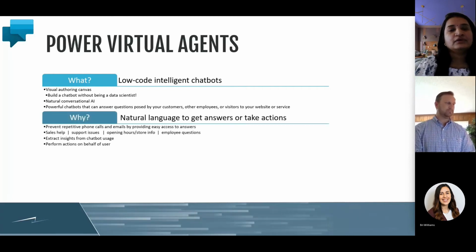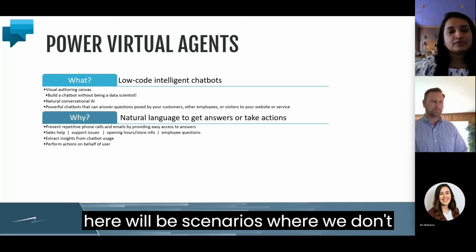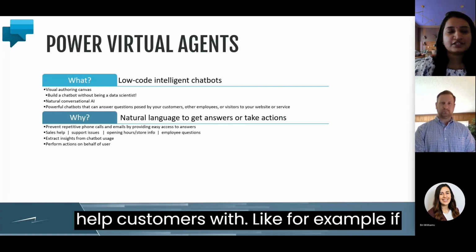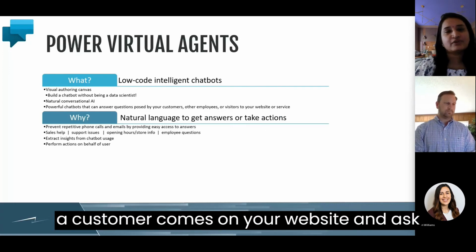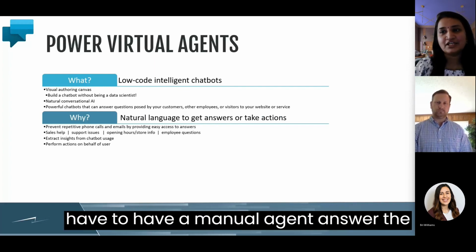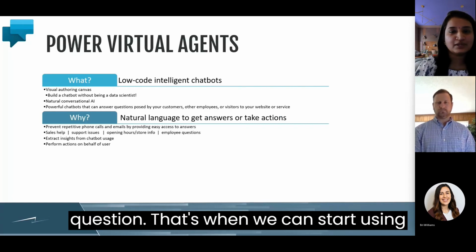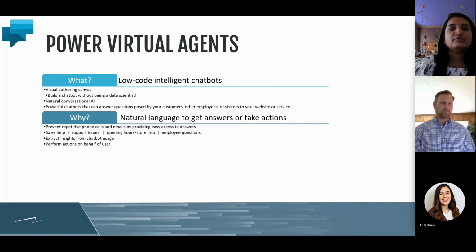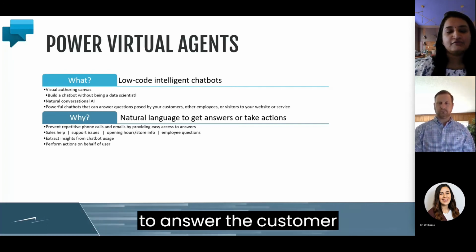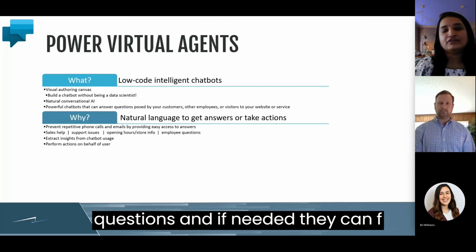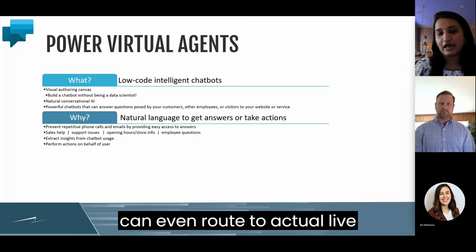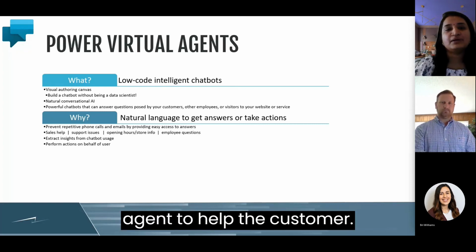Why? There will be scenarios where we don't need manual intervention to help customers. For example, if a customer comes to your website and asks what the store hours are, it doesn't have to be a manual agent answering the question. That's when we can start using bots. These Power Virtual Agents use natural language to answer customer questions, and if needed, depending on the answers, they can even route to an actual live agent to help the customer.